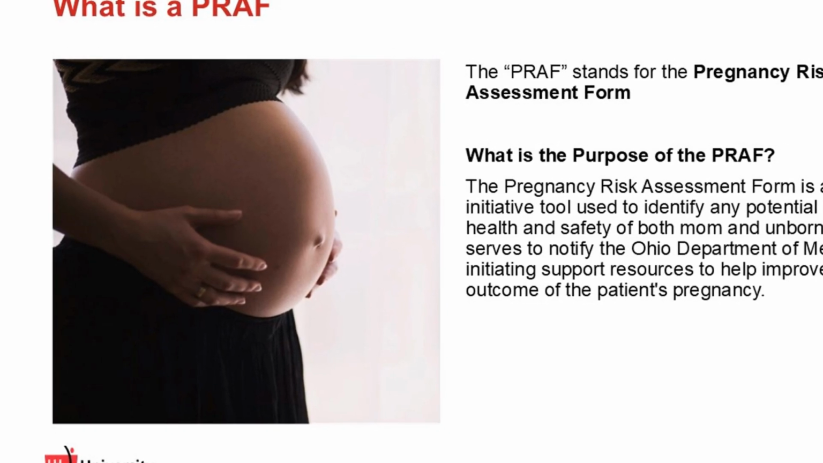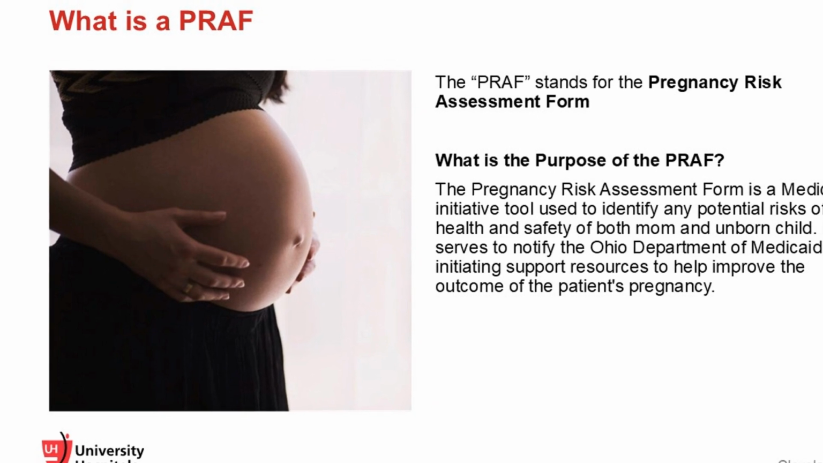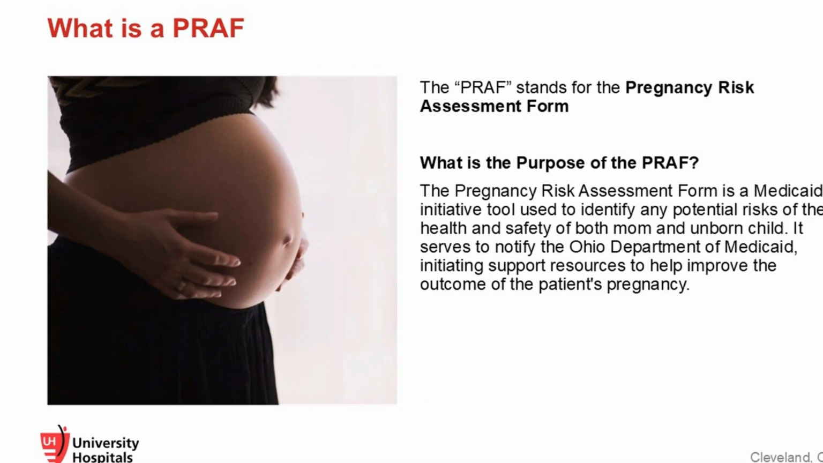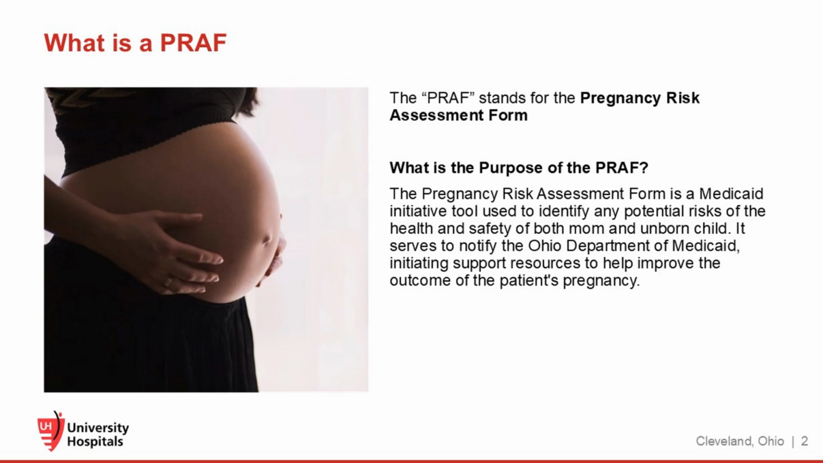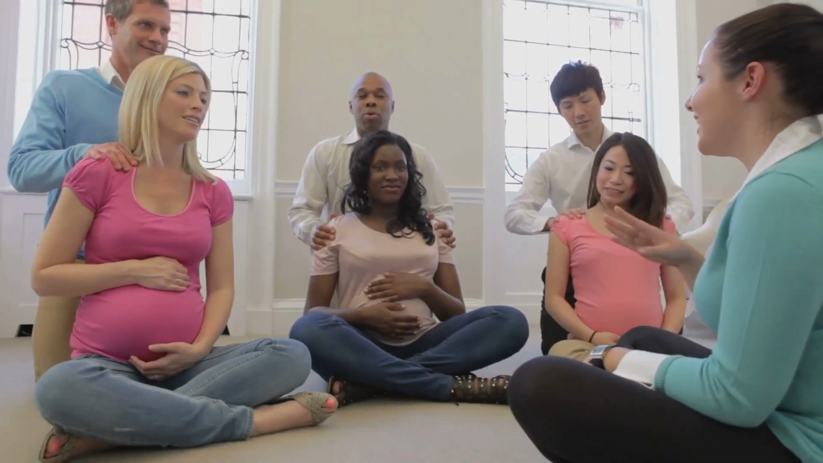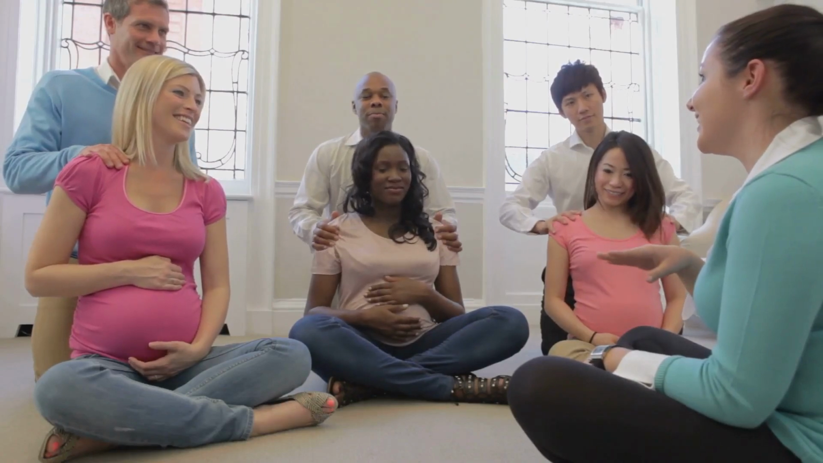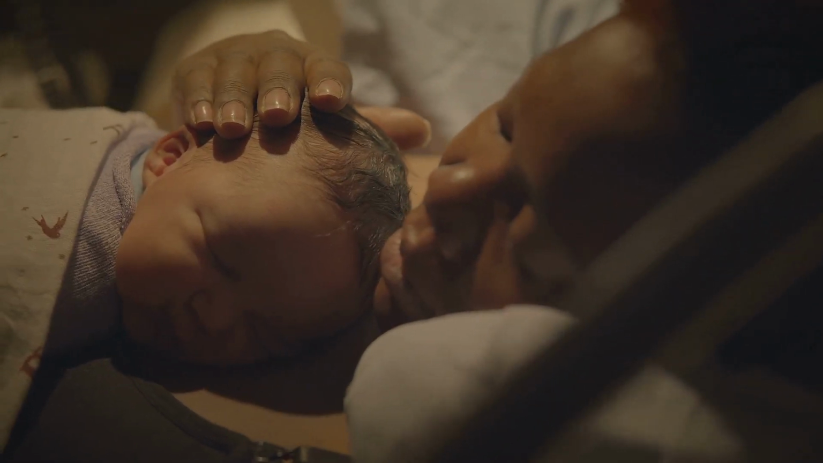The PRAF is a Medicaid tool used to identify potential risks to the health and safety of both mom and unborn child. The PRAF serves to notify the Ohio Department of Medicaid and initiates resource connections to help improve the outcome of the patient's pregnancy. This simple action activates a support network that can significantly improve maternal and infant health outcomes.